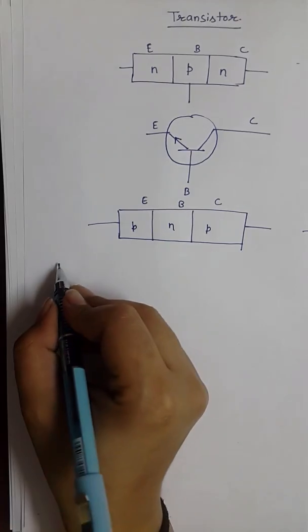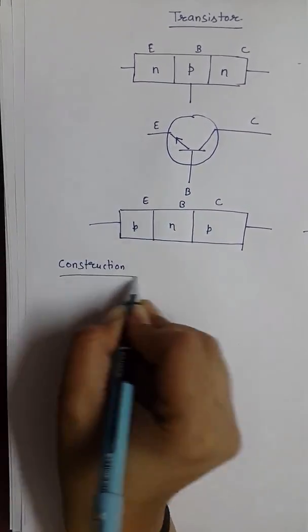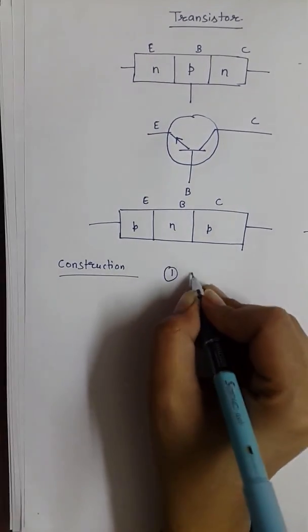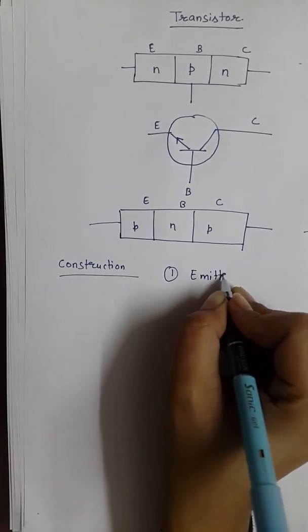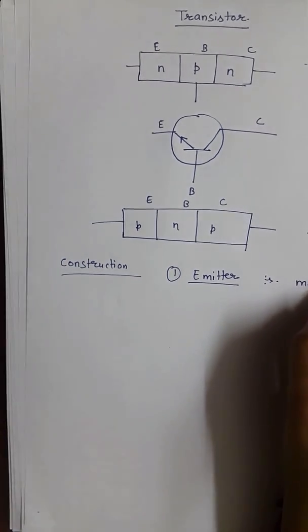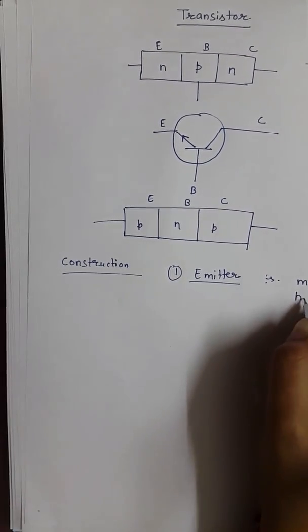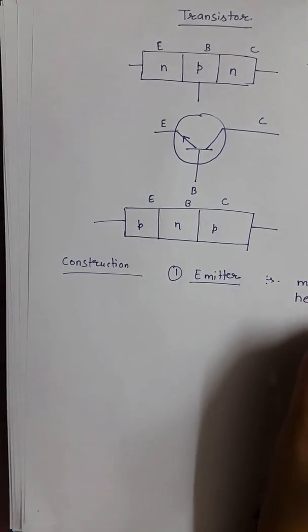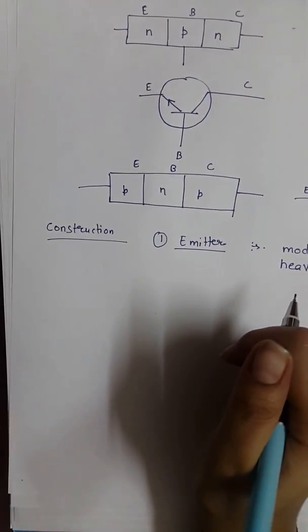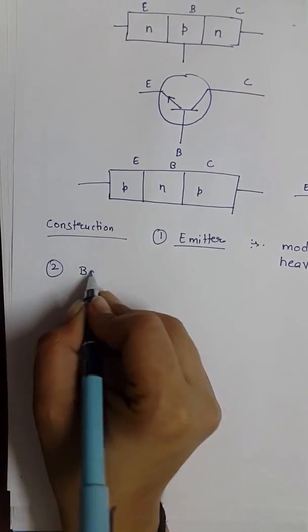Okay, now let's talk about the construction. Let's do it quickly. As I have the 3 devices, that is my emitter, base and collector. The very first one, that is my emitter. Emitter is moderate in size and heavily doped, so it will provide a large number of charge carriers to me. Let's get to the base.